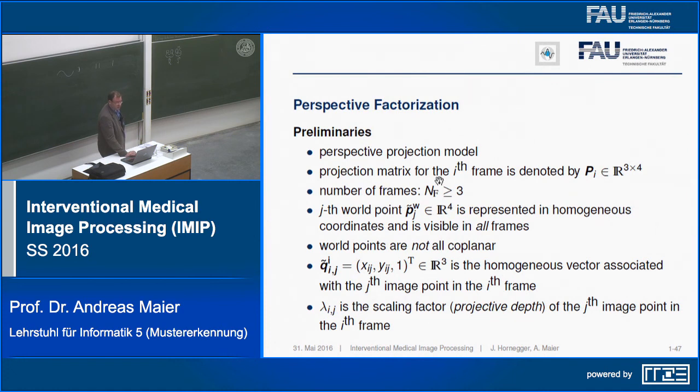We again need three frames, but now we are working with homogeneous coordinates and, of course, with projection matrices. Again, the points need to be not coplanar, and we now work with homogeneous coordinates also in the projection. And we use the scaling factor lambda here that we call a projective depth. And this depth then allows us to keep track of the different distance of the points to the camera center.